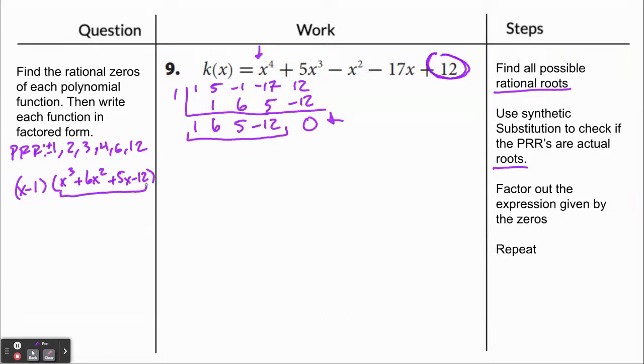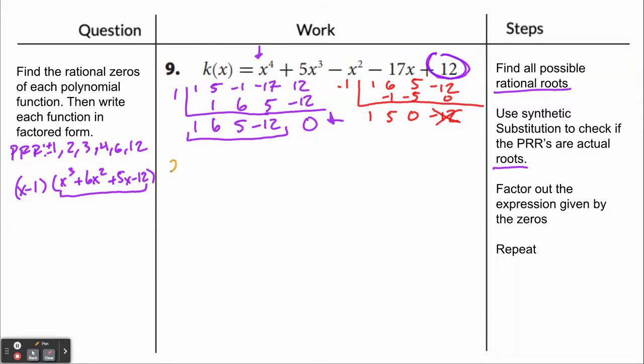Now I'm just going to continue looking using my possible rational roots, and plugging them into this shortened polynomial that I've created by factoring. So now I'm going to choose -1, and I'm going to use 1, 6, 5, and -12. 1 times -1 is -1. Add these together to get 5. 5 times -1 is -5, 5 minus 5 is 0. Multiply to get 0. Okay, this does not get me 0. Not a root.